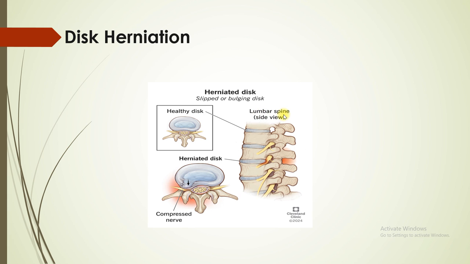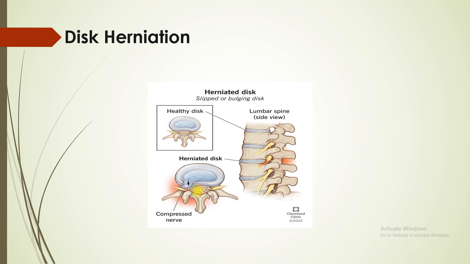This is the lumbar spine side view, and this is the pinched nerve. This is the healthy disc. The disc divides into two parts. The middle part is the nucleus pulposus, and surrounding the nucleus pulposus is the annulus fibrosus. This is the herniated disc.